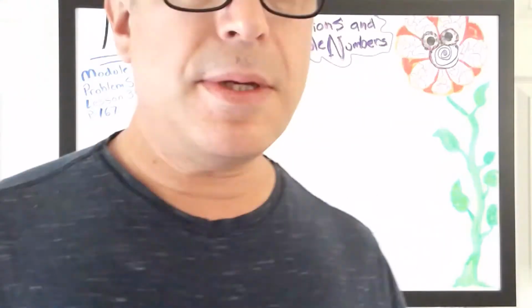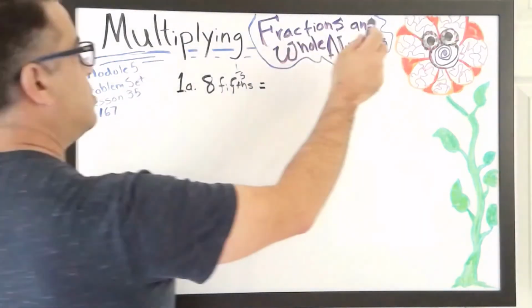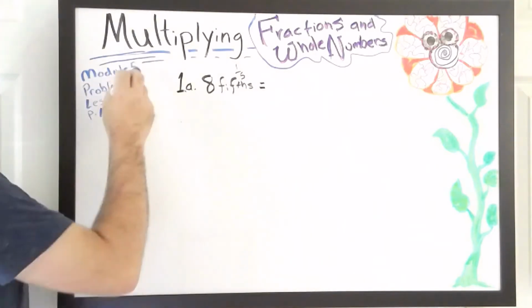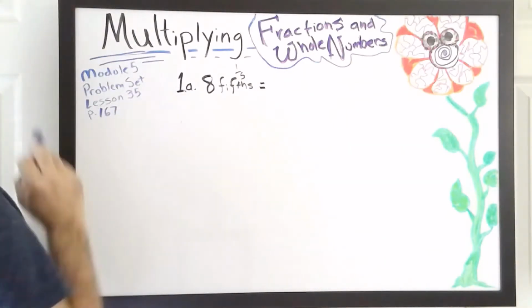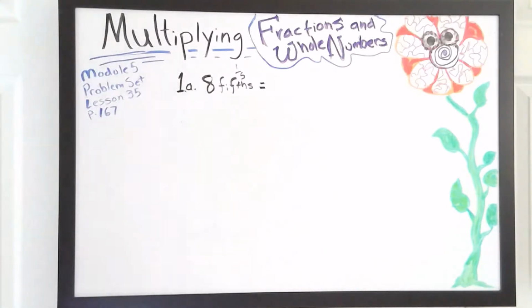Here I am. Let's start on the whiteboard. And we are multiplying fractions and whole numbers. We're in Module 5, Lesson 35, Problem Sets, page 167. Remember what we're doing here now.